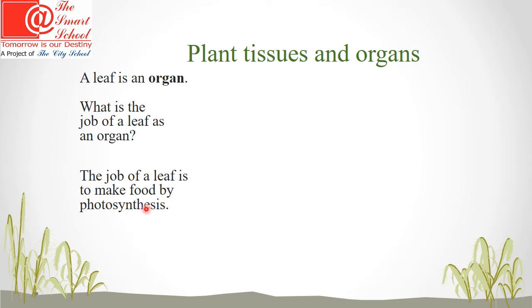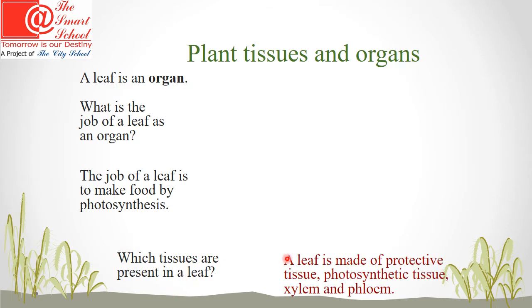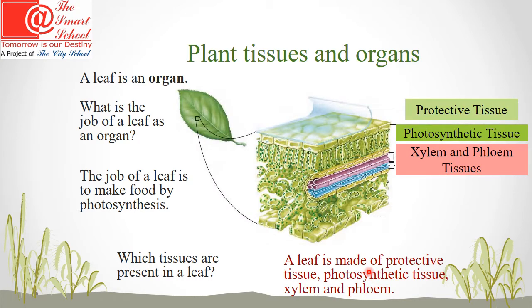Now, since a leaf is an organ, it must have been made of some tissues. Can you tell which tissues combine to form an organ that is a leaf? The tissues that are present in the leaf are protective tissue, photosynthetic tissue, xylem and phloem. This is how these tissues combine to make a leaf. This is the protective tissue right on the top. Then come the photosynthetic tissues. Then the xylem and phloem tissues right in the middle.